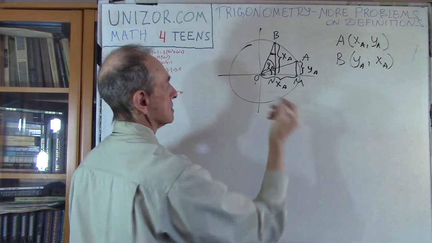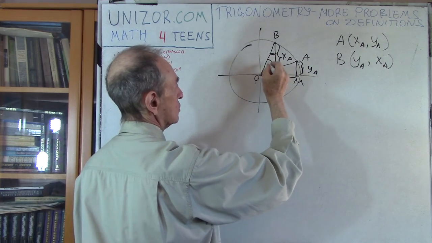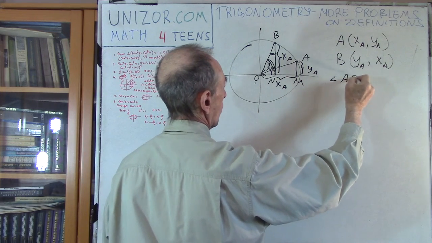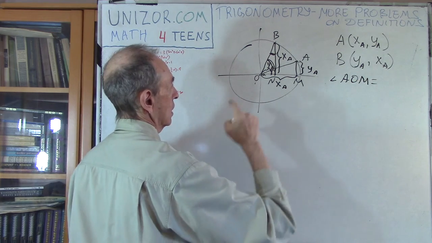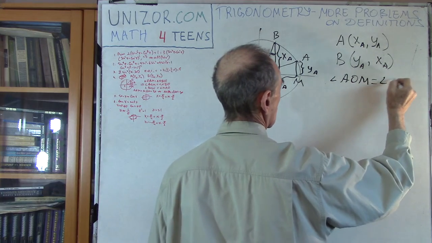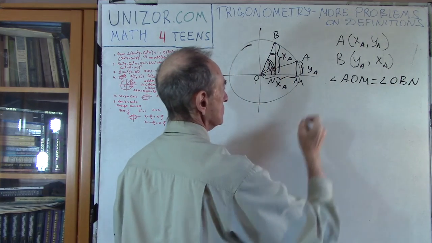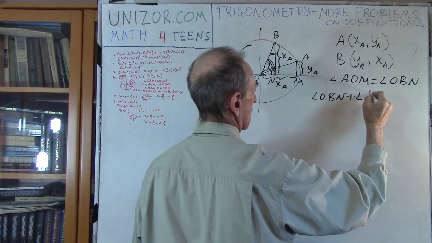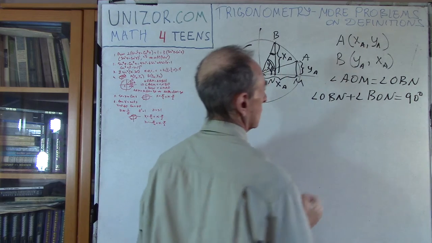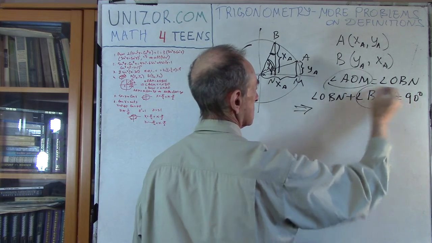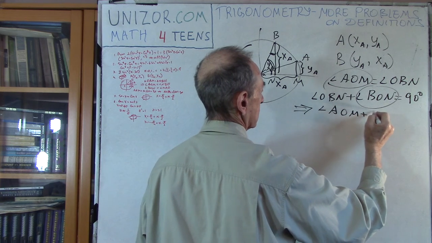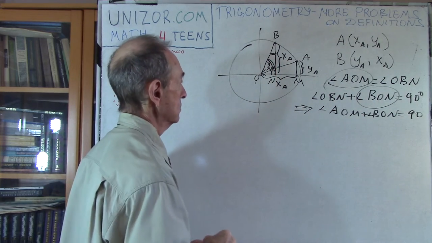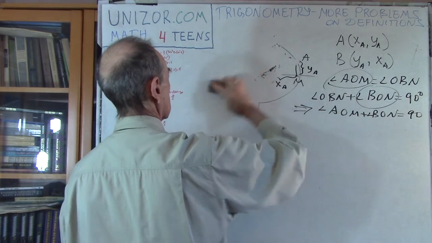But now OBN is the right triangle, and the sum of these two angles is supposed to be equal to 90 degrees. So that's why angle AOM, which is equal to OBN, and OBN plus BON equals 90 degrees. That's why this angle plus this angle, angle AOM plus BON, equals 90 degrees. That's it.